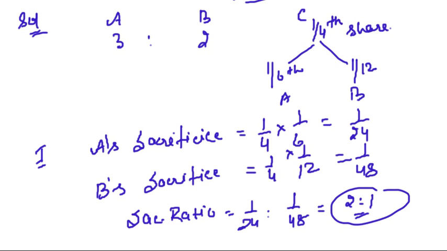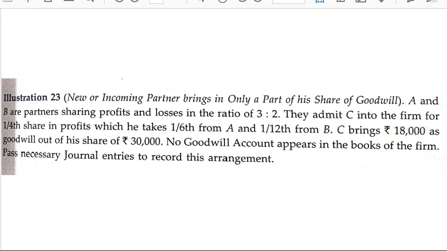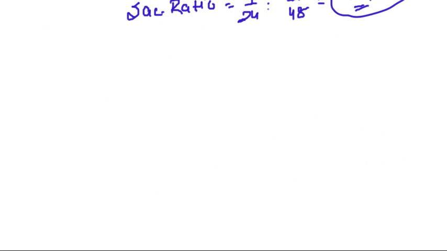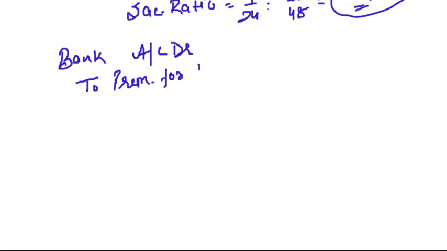Now the question says, what is the share of C for premium? 30,000. Out of this 30,000, he is bringing only 18,000. What will be the journal entry? First of all, journal entry for receipt of premium. I'll say bank account debit to premium for goodwill account.